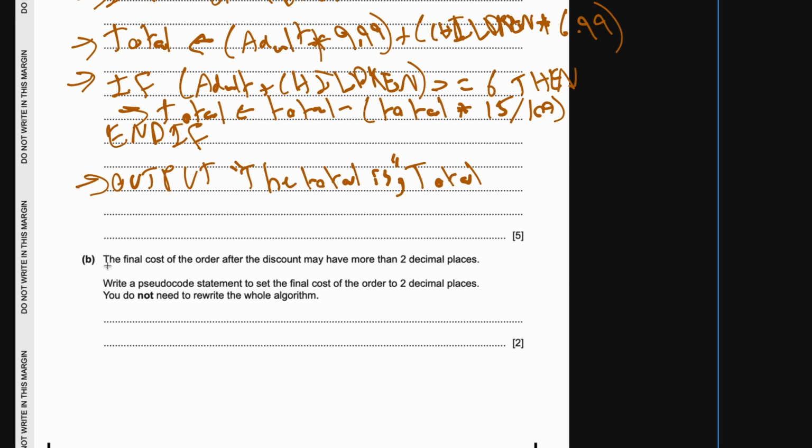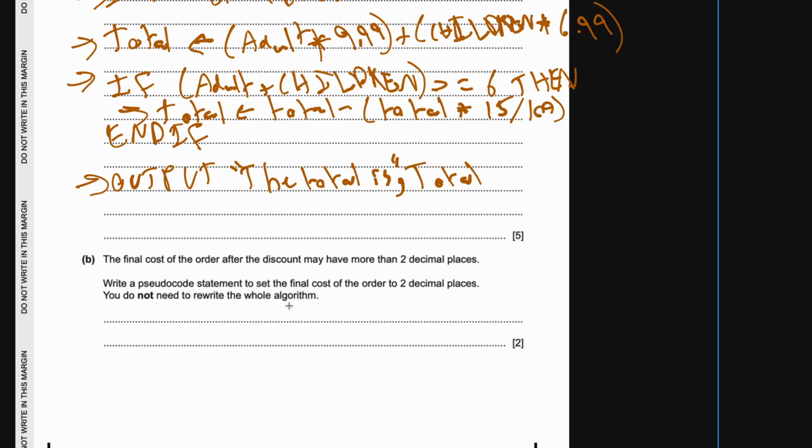All right. So for part B, the final cost of the order after the discount may have more than 2 decimal places. Write a pseudocode statement to set the final cost of the order to 2 decimal places. You do not need to rewrite the whole algorithm.